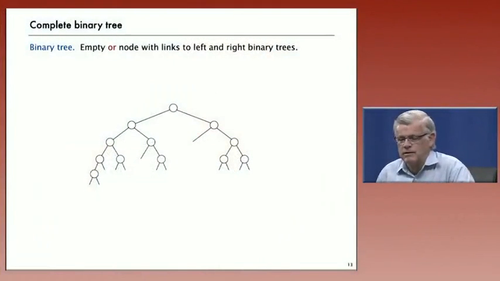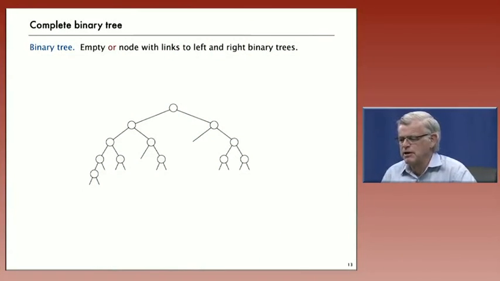Now we're going to look at binary heaps, which is an ingenious and very simple data structure that's going to help us implement all the priority queue operations quickly. So the idea of a binary heap is based on the idea of a complete binary tree.